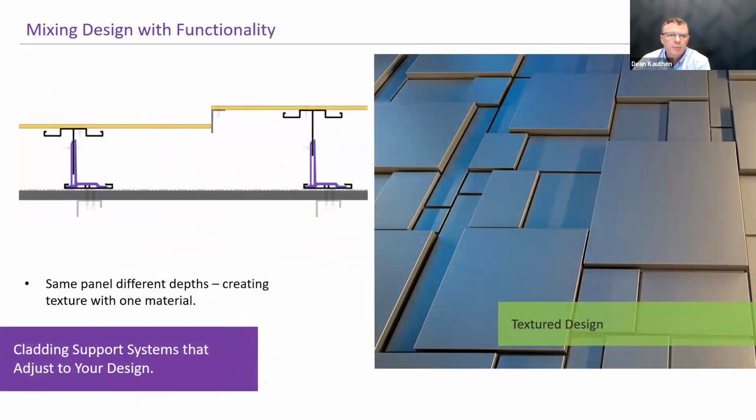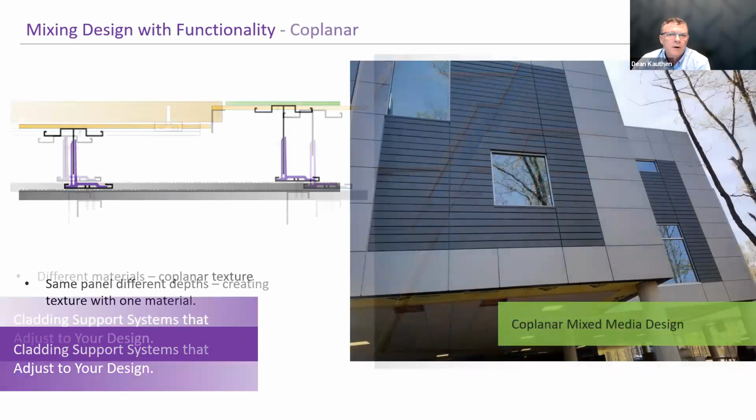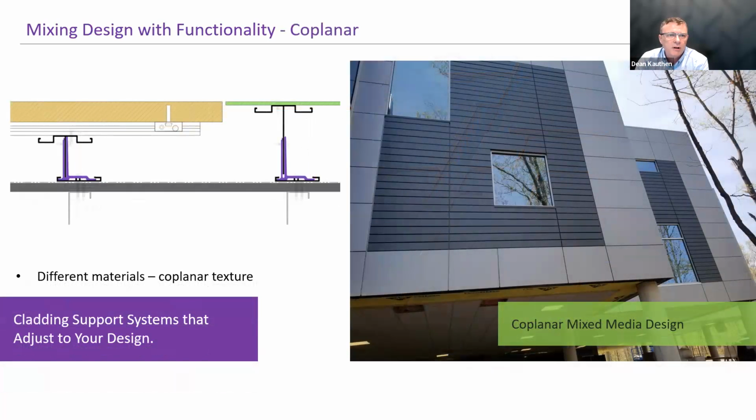So it's very adaptable to your project. In a case like this, where we have, say, a metal panel, and you're looking for reveals, it's the same parts and pieces, just adjusted differently to allow for the installation with reveals, having the same subgirt system to attach the panels to. Or likewise, if you wanted a more coplanar look, you could use different materials in the same plane, again using the same cladding attachment systems.